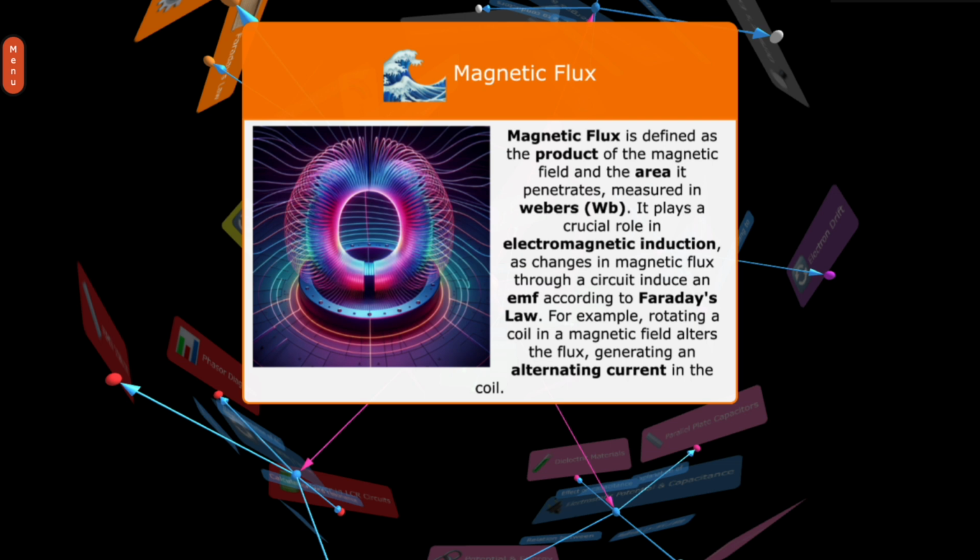Magnetic flux is defined as the product of the magnetic field and the area it penetrates, measured in Webers, Wb. It plays a crucial role in electromagnetic induction, as changes in magnetic flux through a circuit induce an EMF according to Faraday's law. For example, rotating a coil in a magnetic field alters the flux, generating an alternating current in the coil.